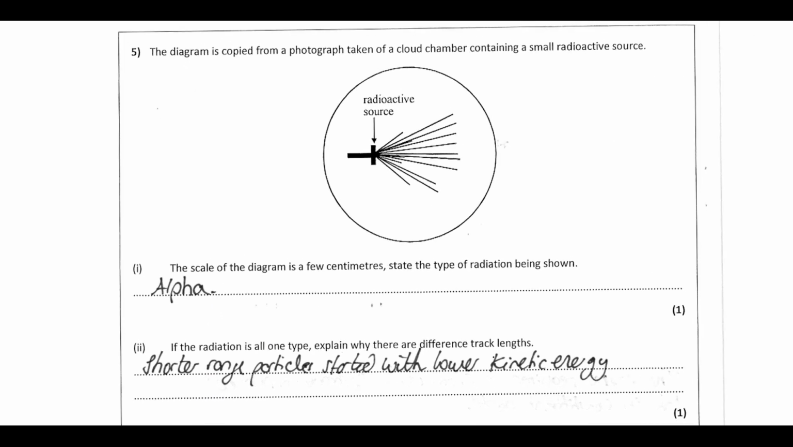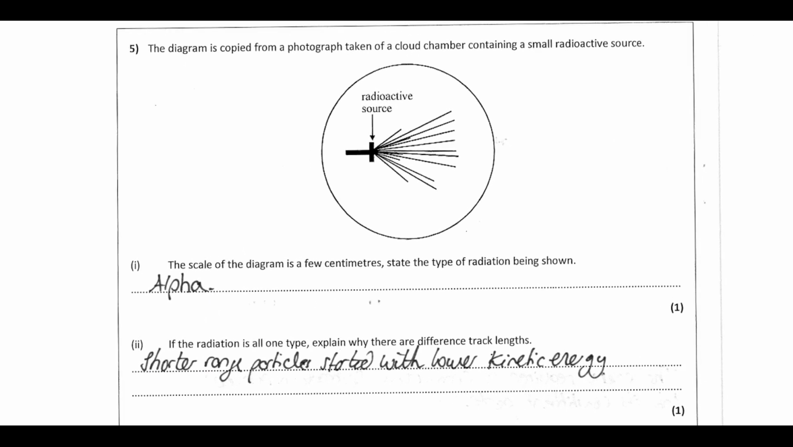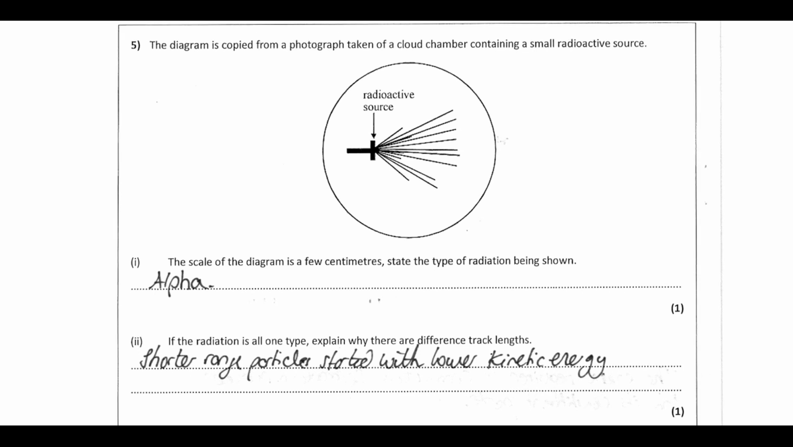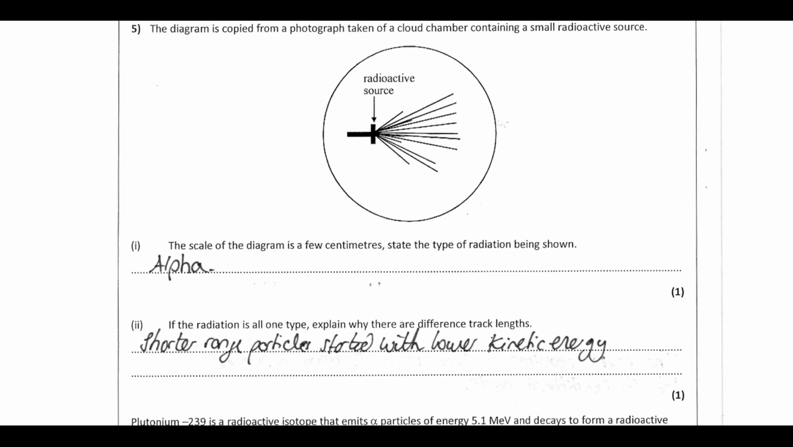Okay, so we're going to look at a cloud chamber. We've got a diagram from a radioactive source, and question 1 says the scale of the diagram is a few centimeters. State the type of radiation being shown. We can see that whatever this radiation is, it's being stopped within a few centimeters because it's not continuing off the screen. What's stopped by a few centimeters? Alpha. So really straightforward, that's obviously alpha.